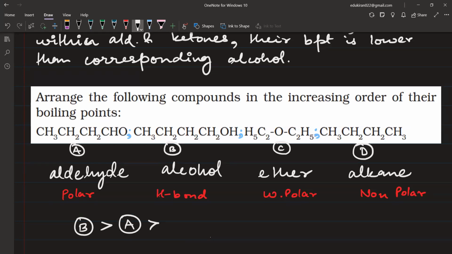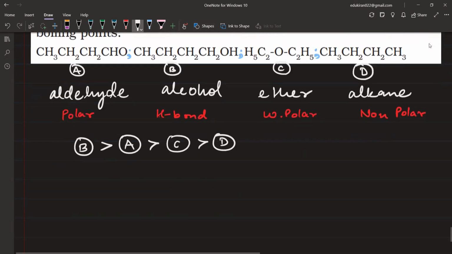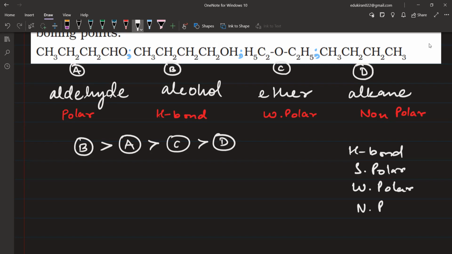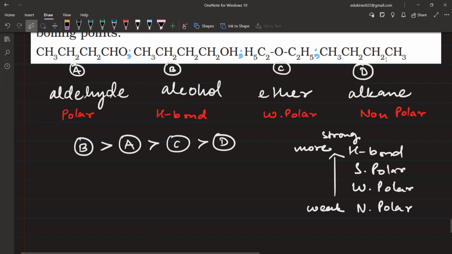Polar. Not ether, it will be polar, that means aldehyde. After polar you will have weakly polar, then non-polar. Remember it this way: you have hydrogen bond, then polar, in which you have strongly polar molecules such as aldehydes, ketones and haloalkanes, then weakly polar such as ethers, and then non-polars. More strong, these are weak. Write this down. These are 11th class topics, you should know them by now. You study them in haloalkanes and alcohols too, and now this is the third time you are studying the same thing.